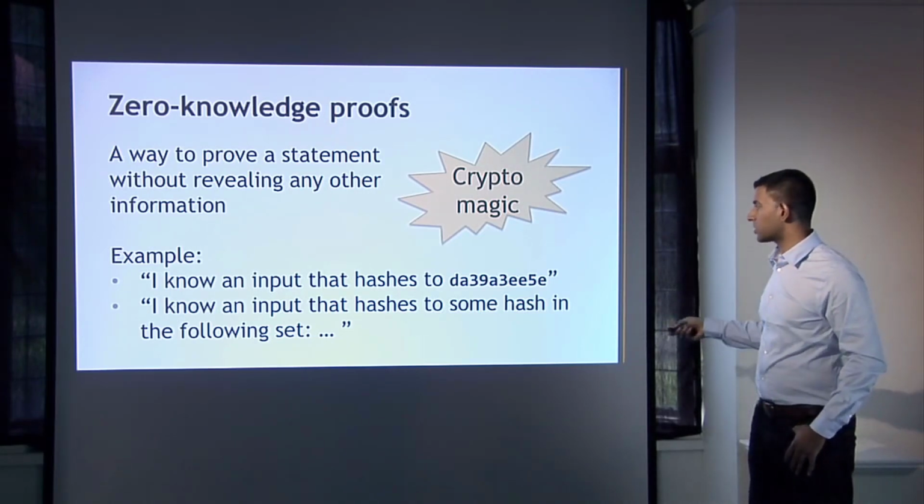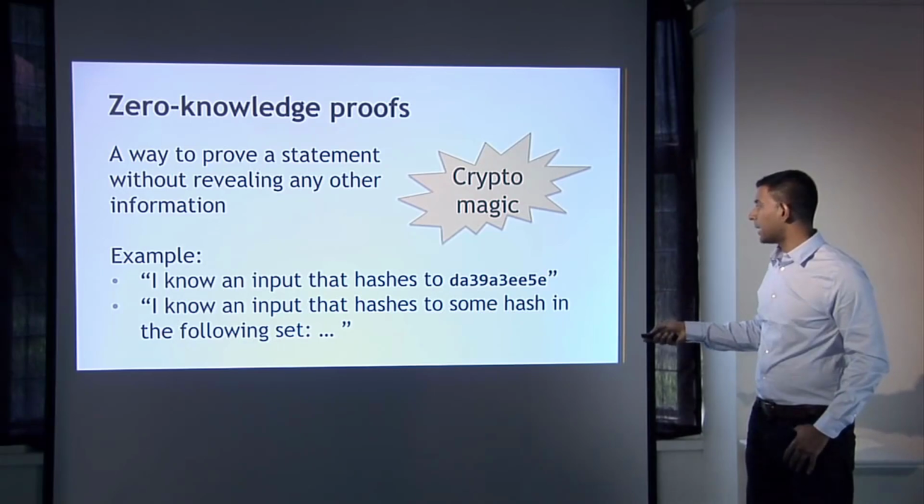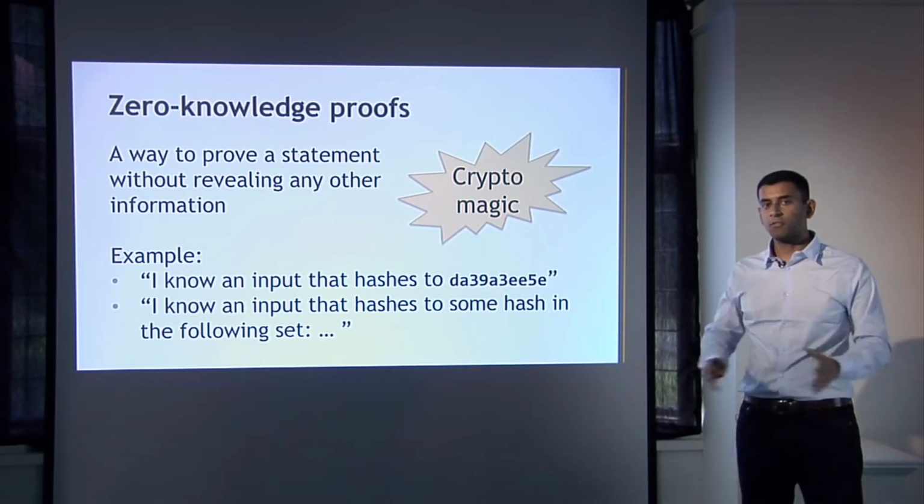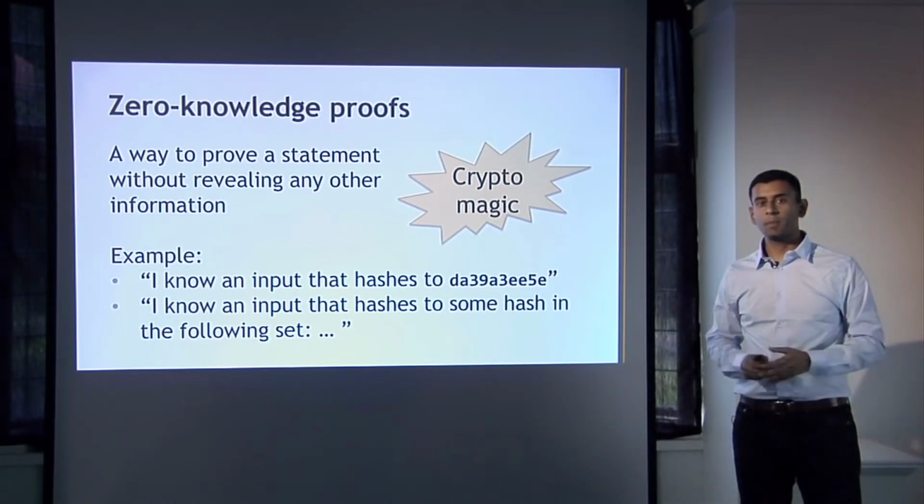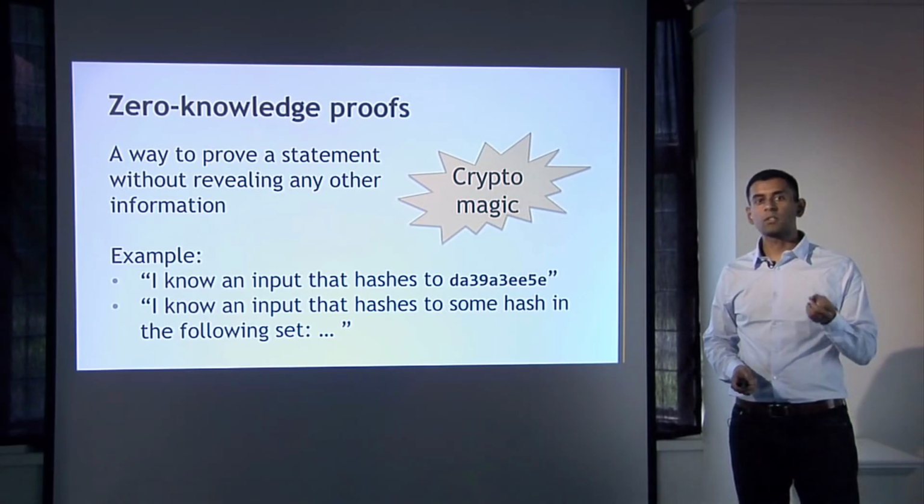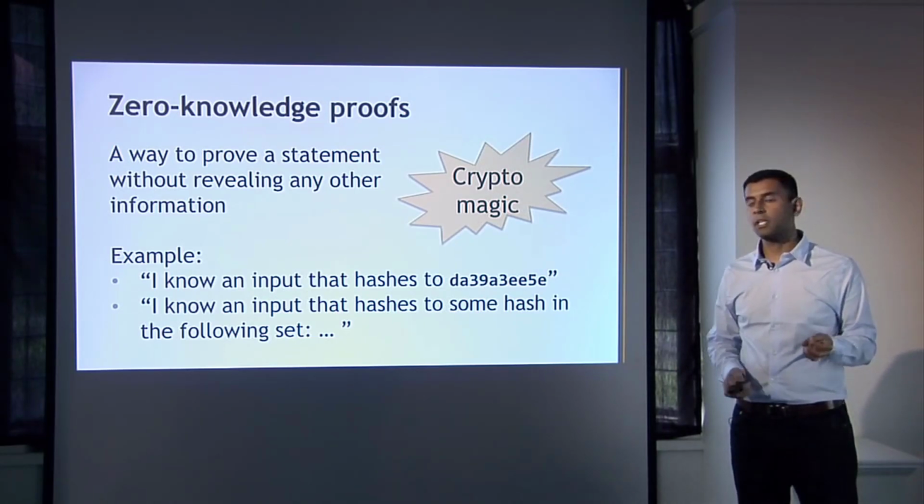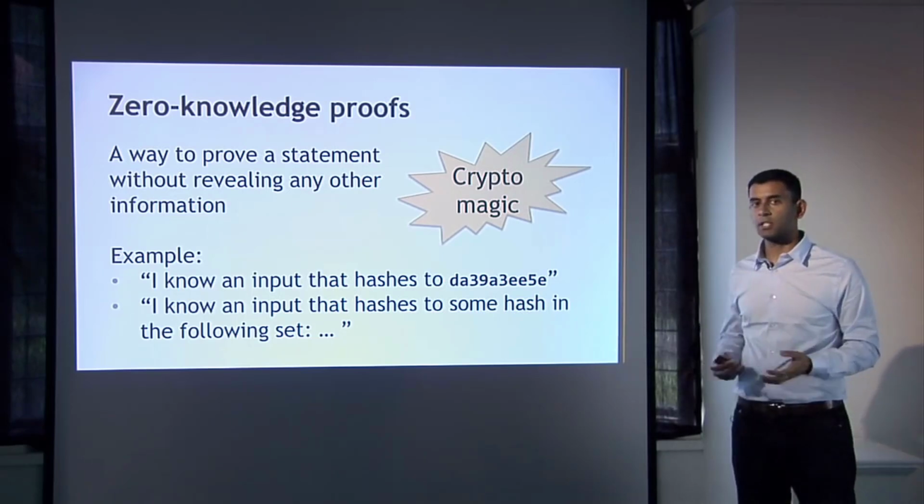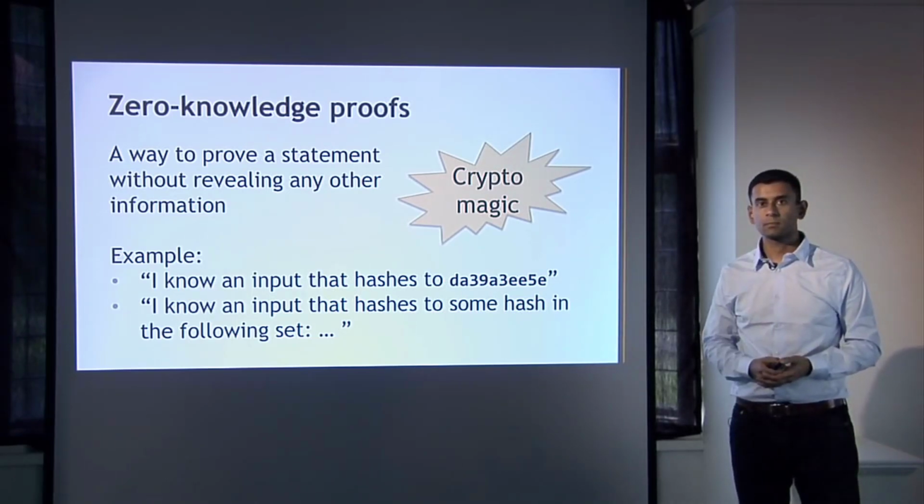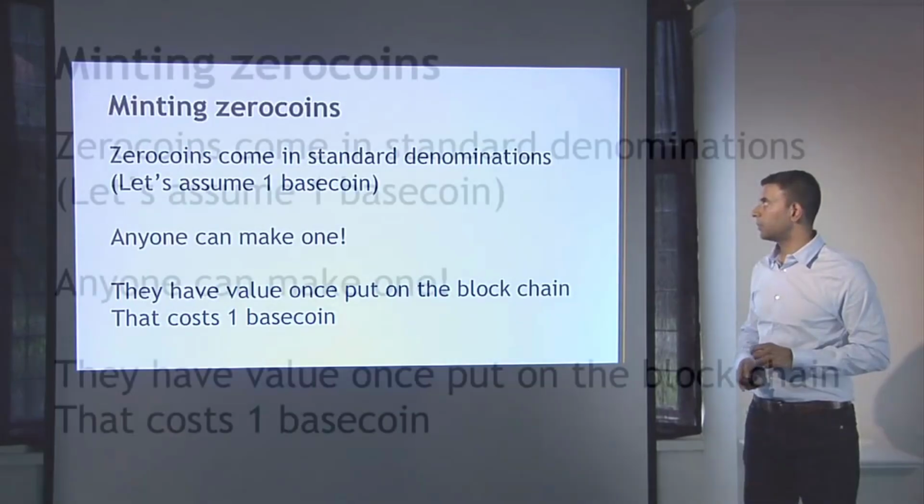A more complex version of this is you could say, I know an input that hashes to some hash in a following set of several different possible outputs. And the zero-knowledge proofs that Zerocoin is going to use is something that's very similar to the second category here. Okay. Let's dive in a little bit more.